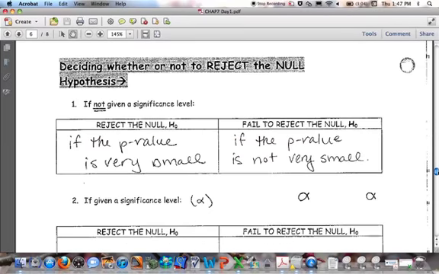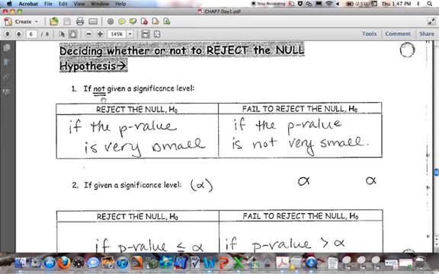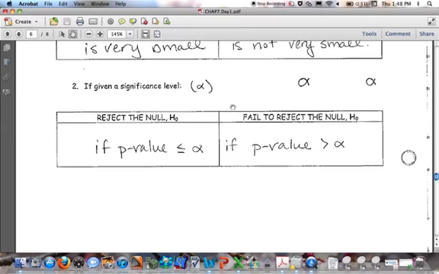So to summarize, if you're not given a significance level, you reject the null if your p-value is very small. You will fail to reject the null if your p-value is not very small. If you're given a significance level, so an alpha level, you reject the null if your p-value is less than or equal to alpha. You will fail to reject if your p-value is greater than alpha.